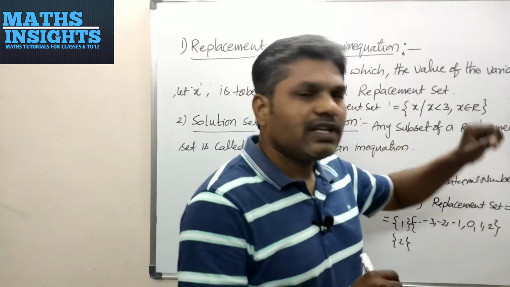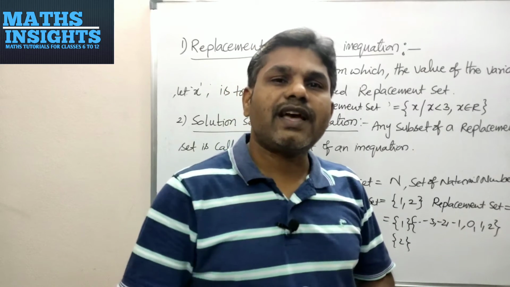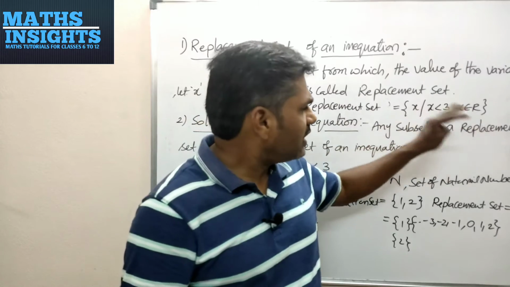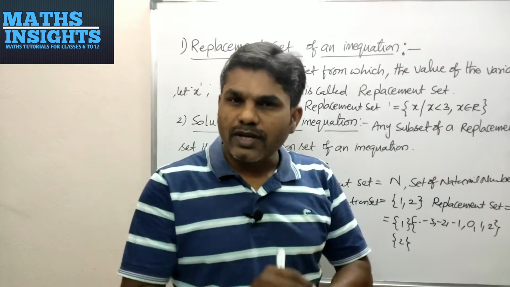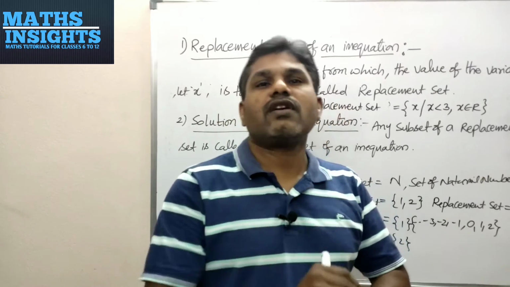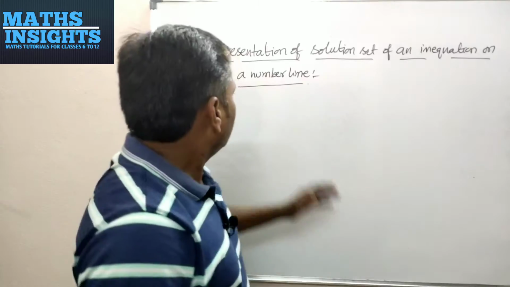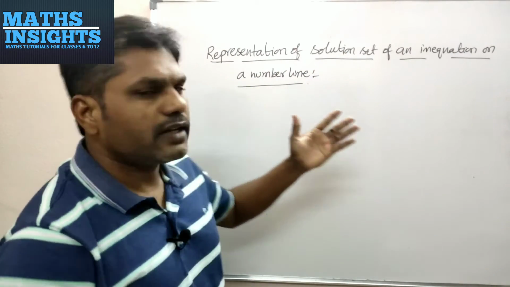It is coming from the set of real numbers. When you have the replacement set as the set of real numbers, you have to write it in set builder form. Now we will see how to represent the solution of an inequation on a real number line. Representation of the solution set of an inequation on a number line.